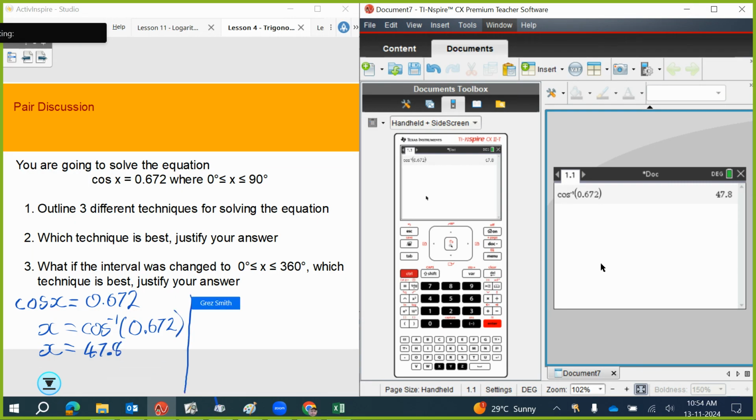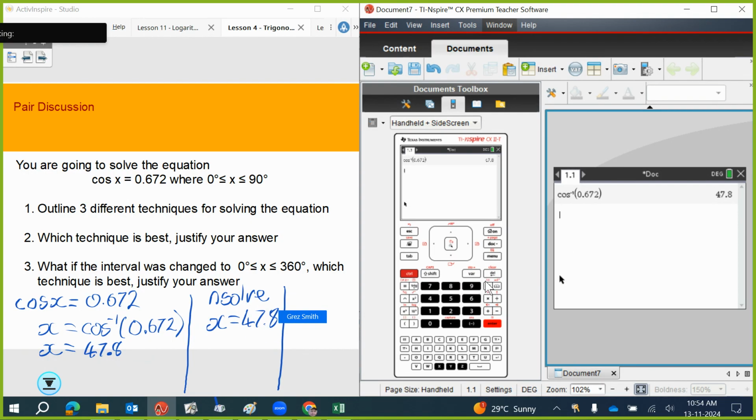So that's one strategy. What's the advantage in this strategy? It was quick. What's the disadvantage of this strategy? It only gives you one solution. So we can NSolve it. And then with that solution, it's going to give us the same answer, 47.83.